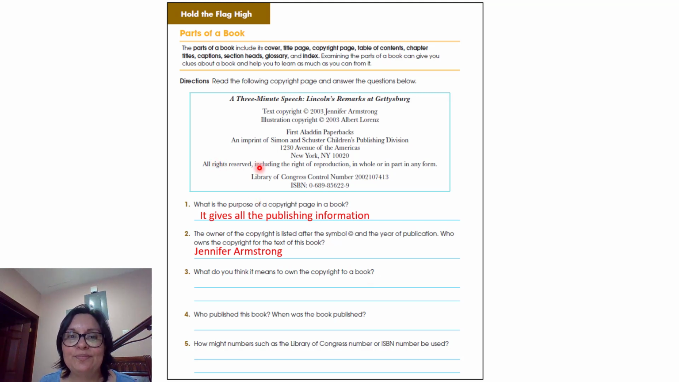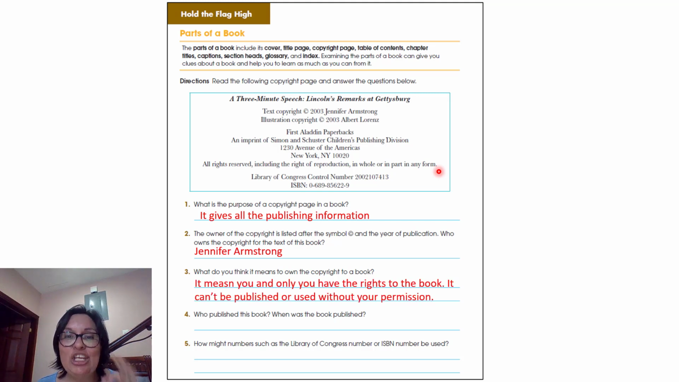I want you to read this part. All rights reserved, including the right of reproduction, in whole or in part in any form. That means that if you are not the owner of a book, you cannot make copies, you cannot publish, you cannot use the book without the permission of the owner. So, if you are the owner, what does it mean to have the copyright to a book?